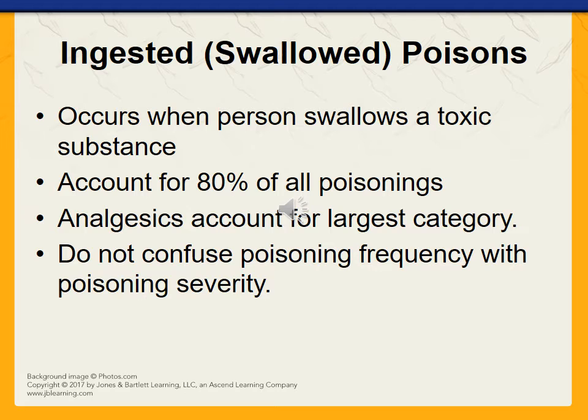Don't confuse poison frequency with poison severity. So poison frequency is what we're talking about in our data collection. Poisoning severity is what a particular poison does and the causing of severe illness afterwards, or actually morbidity. So frequency is the 80% of all poisonings. Not all of them take lives, but they do account for the most seen in the emergency rooms and by physicians.